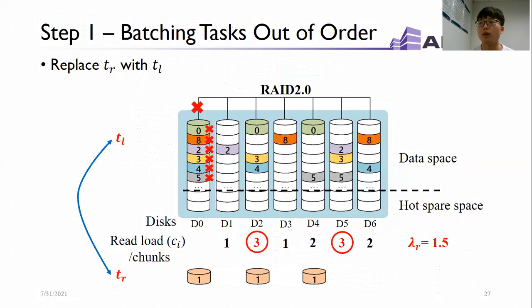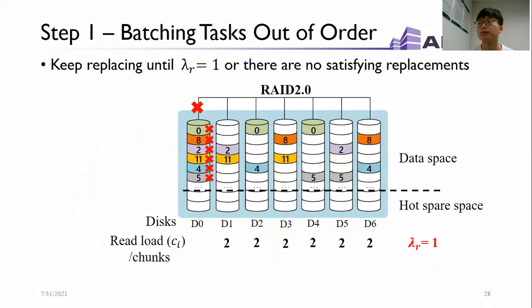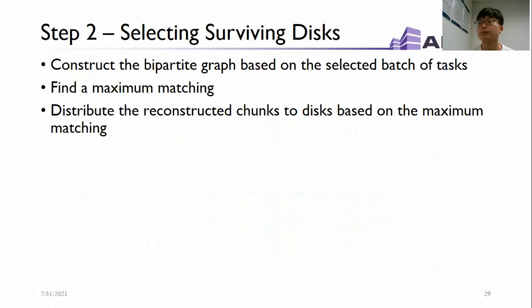We replace TR with TL and update the read load of each disk. In this example, we replace T1 with T8, and the lambda read decreases to 1.5. We repeat the above replacement until lambda read is 1 or there are no satisfying replacements. In this way, we can migrate the load from the hottest disk to the lighter disks.